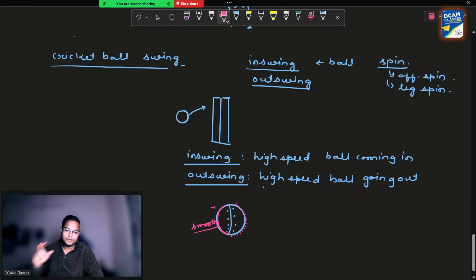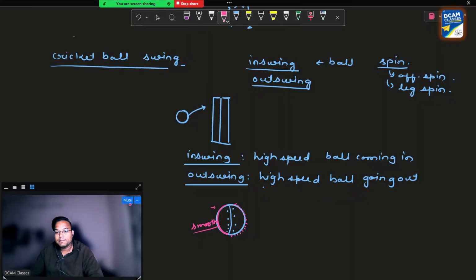When the bowler has thrown the ball, the air will be coming like this on both sides. Now here, because this part is rough, the velocity v1 on this part and the velocity v2 on the other. The velocity v1 will be less than velocity v2. Okay.